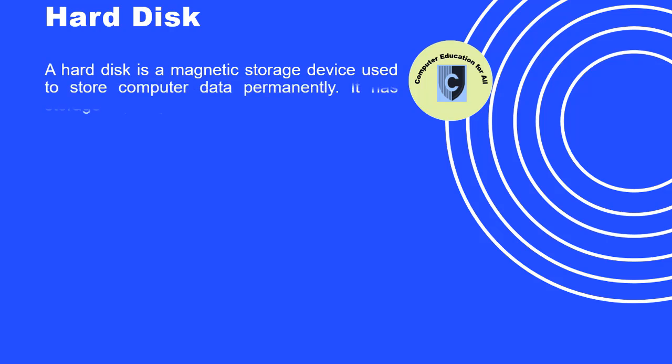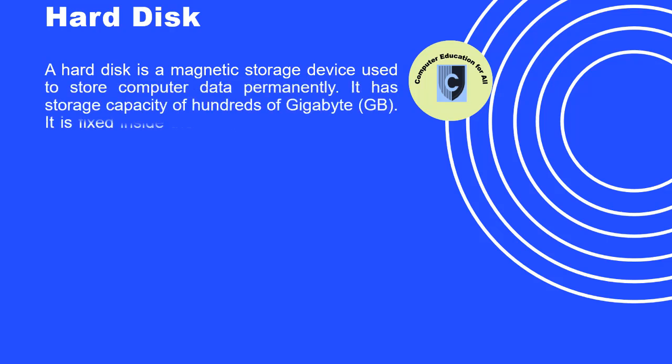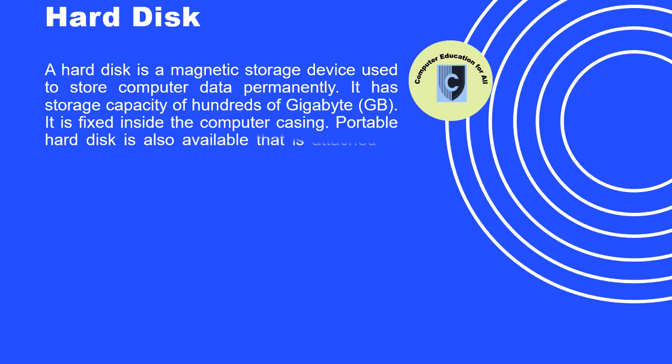Hard disk. Hard disk is a magnetic storage device used to store computer data permanently. It has a storage capacity of hundreds of gigabytes (GB). It is fixed inside the computer casing. Portable hard disk is also available that is attached to USB.